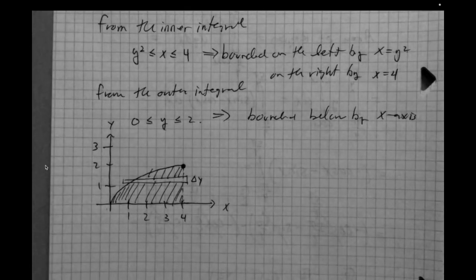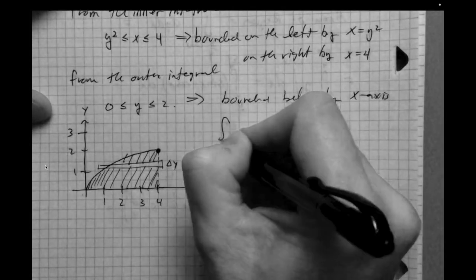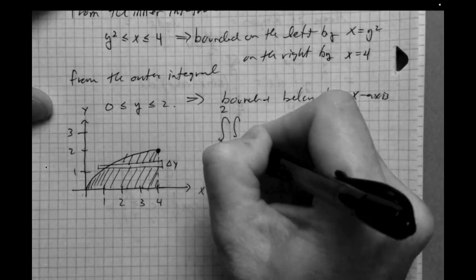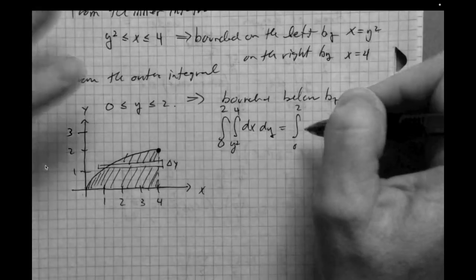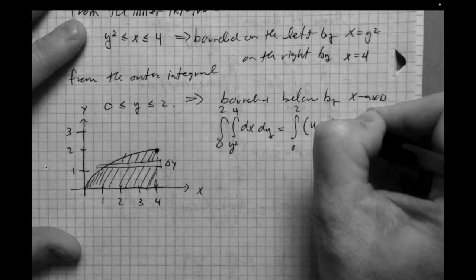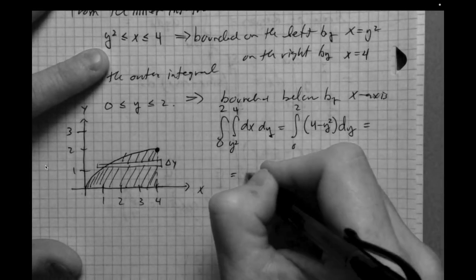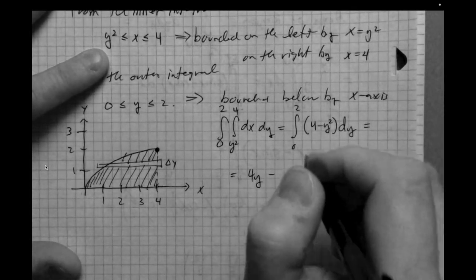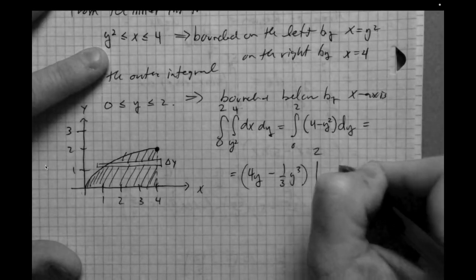Okay. So that's how you would sketch this one. Now, what is the value of this integral? Can we calculate this integral? Yeah, so this is 0 to 2, and then y squared up to 4 dx dy. And so that's going to be the integral from 0 to 2, and I'm going to jump quickly into this, it'll be 4 minus y squared dy. And then we integrate with respect to y, and you would get 4y minus 1/3 y cubed, going from 0 up to 2.